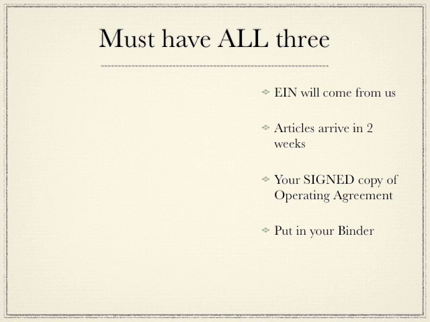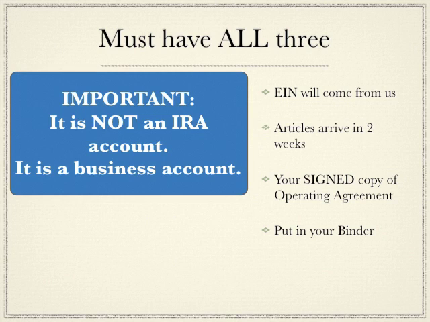They come from 3 different sources. The EIN will come from us. The articles will arrive in a couple of weeks from the state. Your signed operating agreement will come from the custodian. Put them all in your binder.